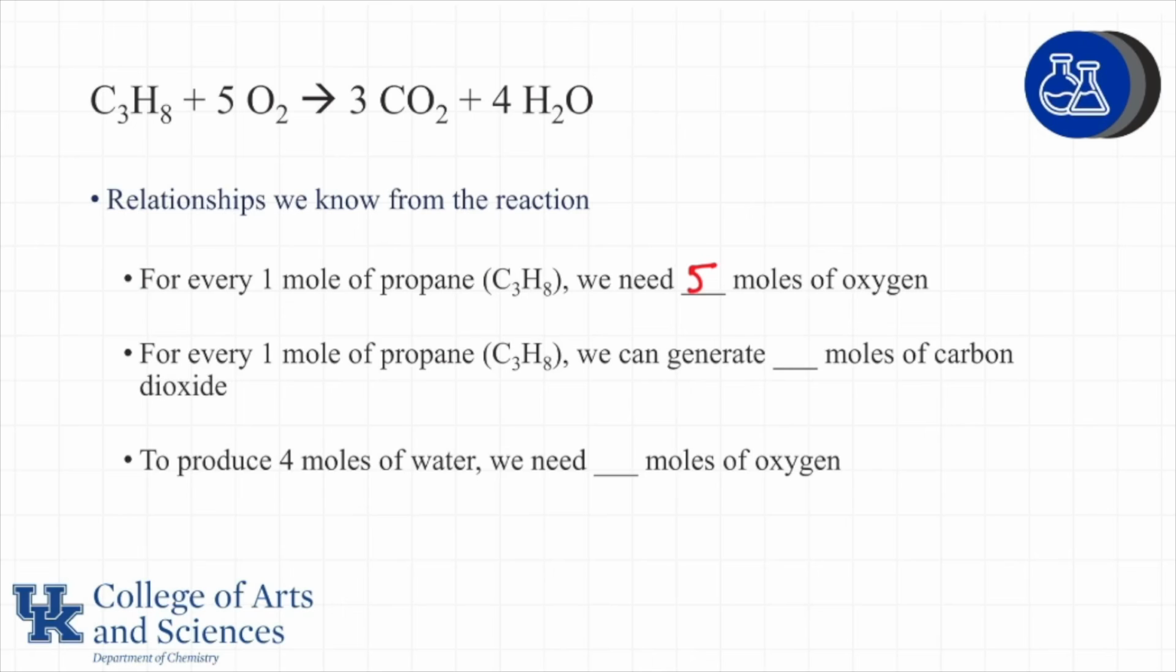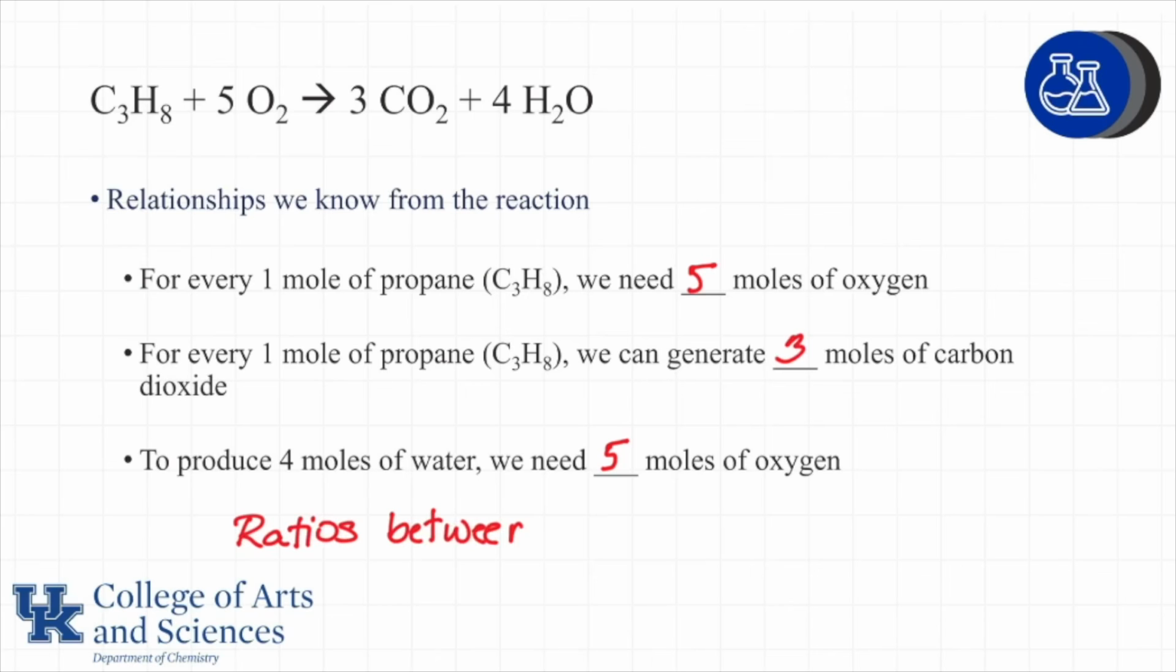For every 1 mole of propane, we can generate X moles of carbon dioxide. We see the coefficient of 1 before propane, and we see 3 for CO2, so we're producing 3 moles of CO2. To produce 4 moles of water, we need X moles of oxygen. In our equation, we see that we have 4 as a coefficient for water, and we're talking about oxygen where we have a 5. We need 5 moles of oxygen.